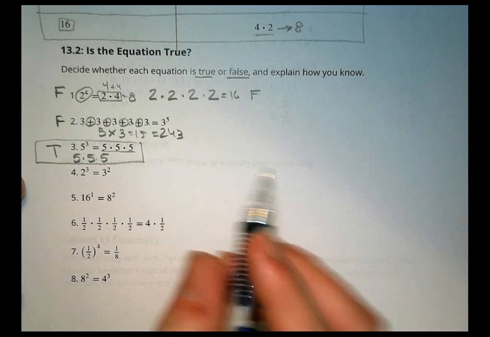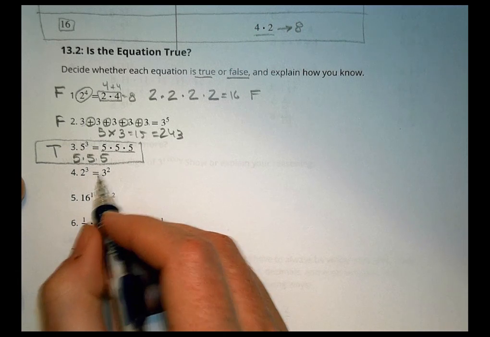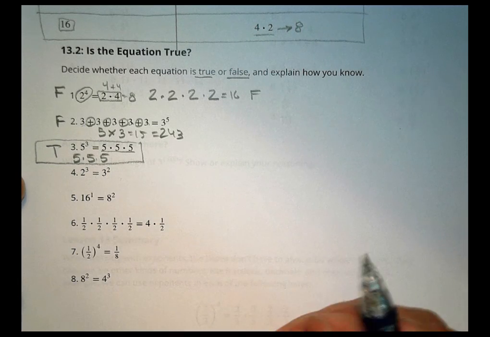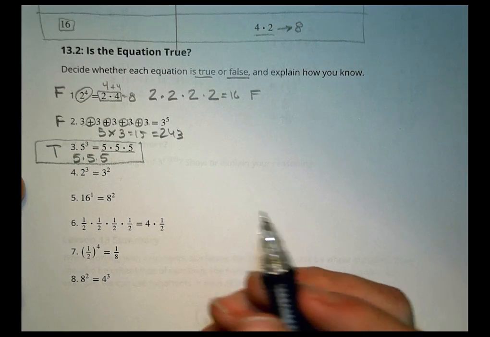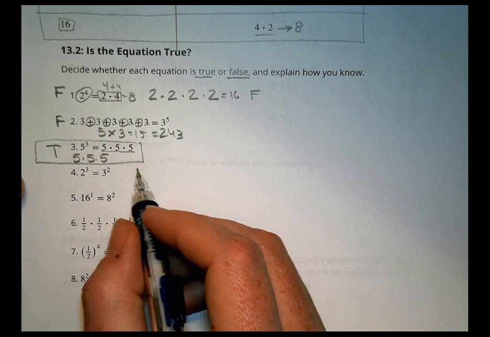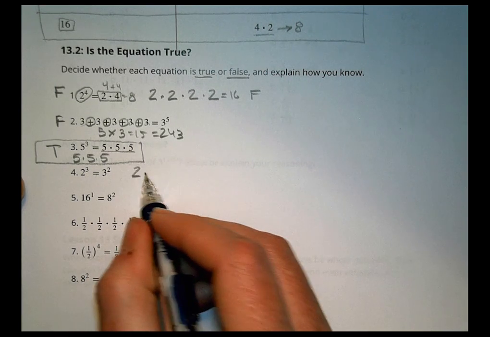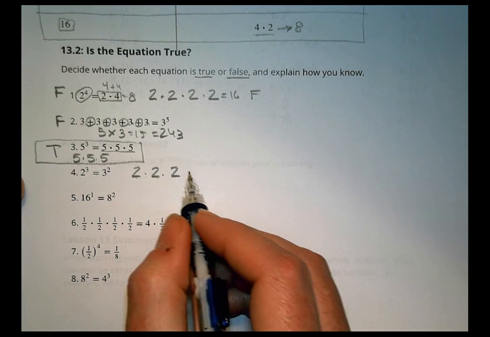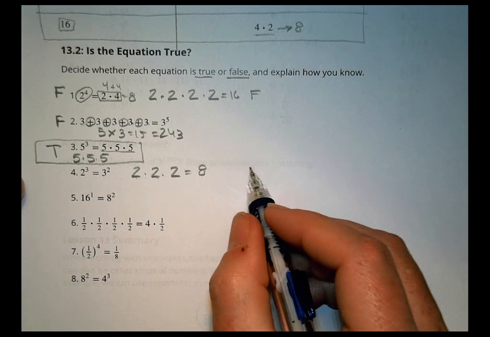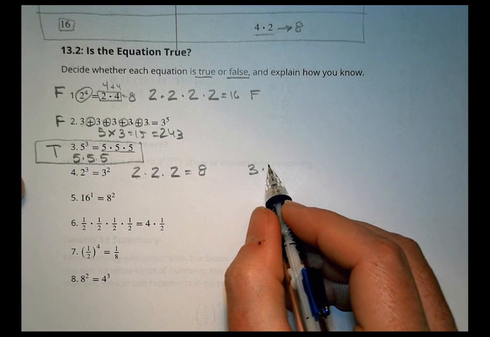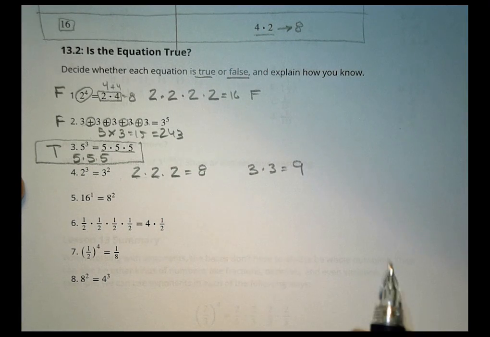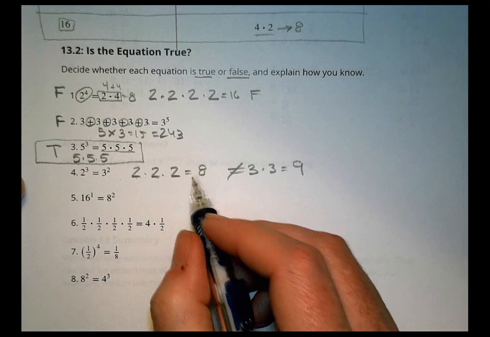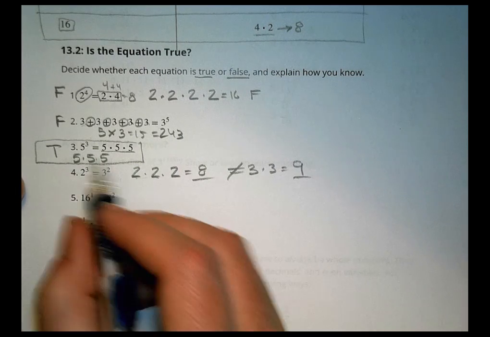Way to go. The next one, 2 to the 3rd equals 3 squared. Now, it could, by chance, work out to be the same, but in this case, it does not. Let's see why. 2 times 2 times 2 is 2 times 2 is 4, 4 times 2 is 8. And for the 3, we have 3 squared. 3 times 3 is 9. Well, those do not equal each other. 8 and 9 are not the same, so we would say it's false.